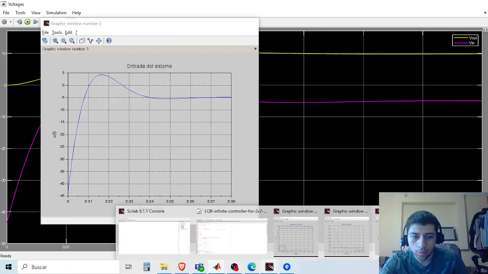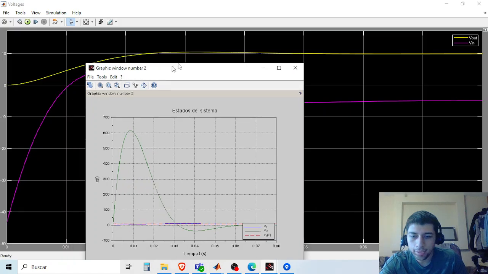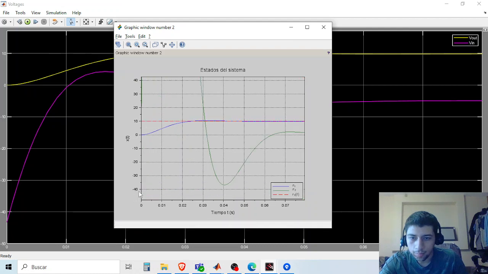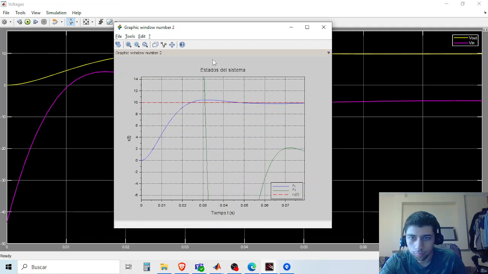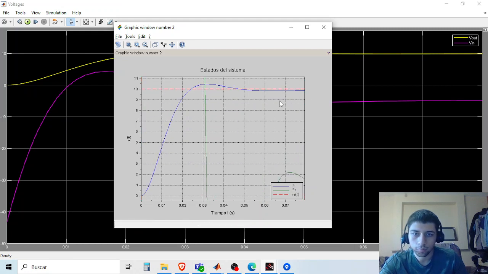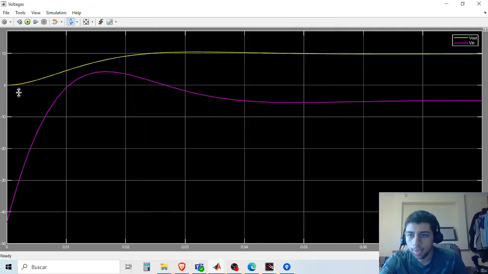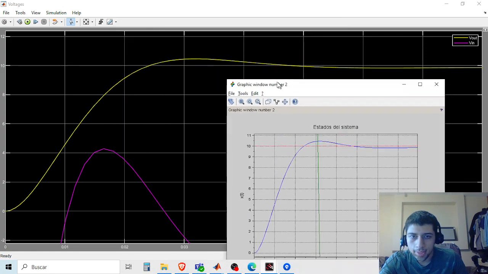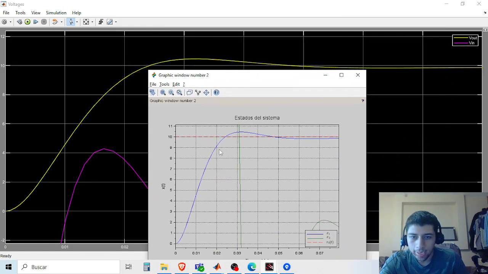So comparing the state dynamics, let me zoom in again in our Scilab script. So we see, and let me zoom in also in the MATLAB graphs for the X1. And now let's compare the two graphs. So we see that it is also the same dynamic. And let's compare the steady state value.